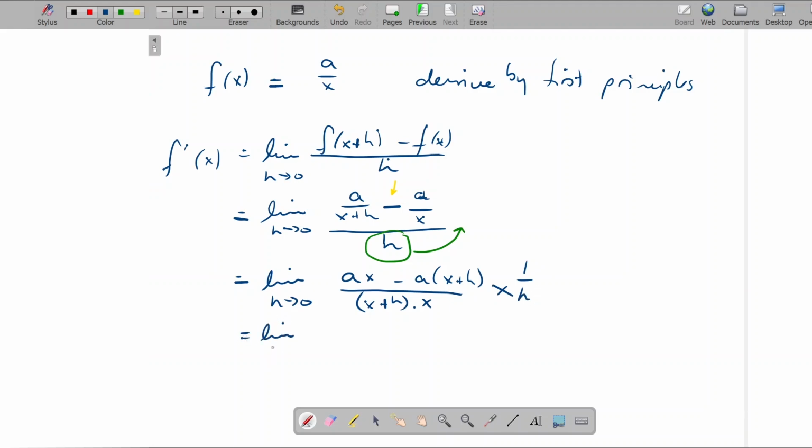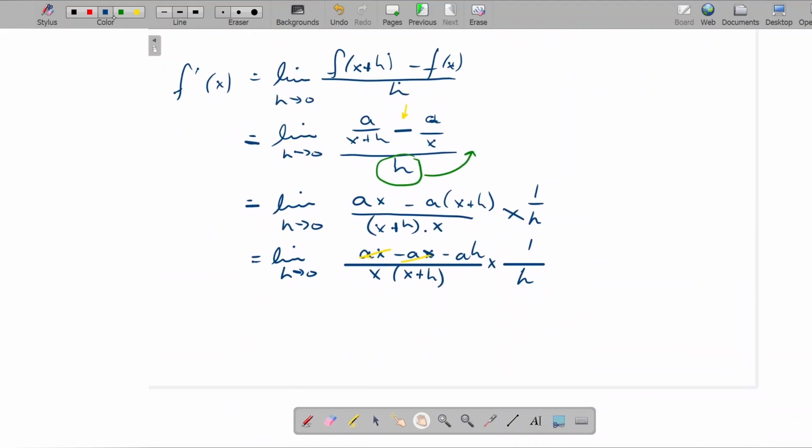I now have the limit as h tends to 0. Well, I'm going to have the following happen. So let's have a look. I'll just put this in neatly. Okay, so let's have a look what's going to happen. I've got my denominator, x times x plus h. I am timesing by 1 over h. And here I've got ax minus ax minus ah. And these two terms are going to cancel. And so the next line is equals the limit as h tends to 0 of minus ah.